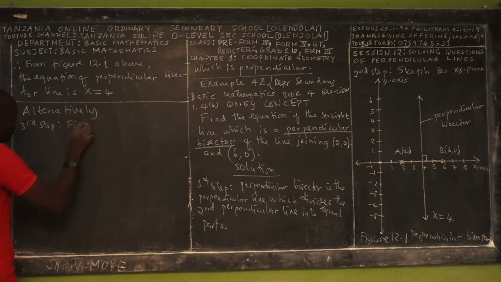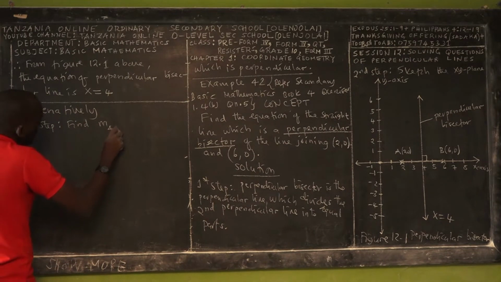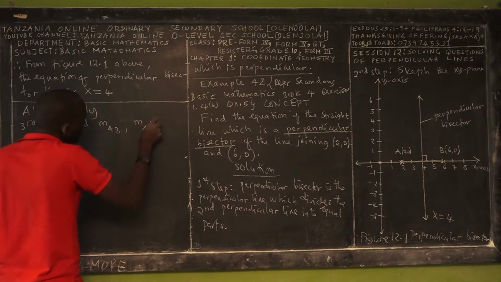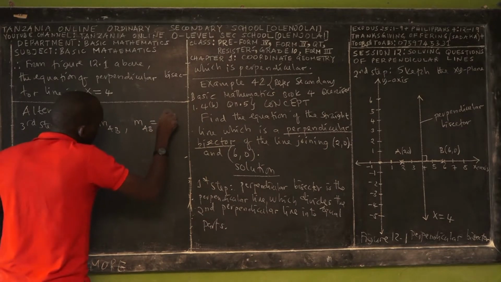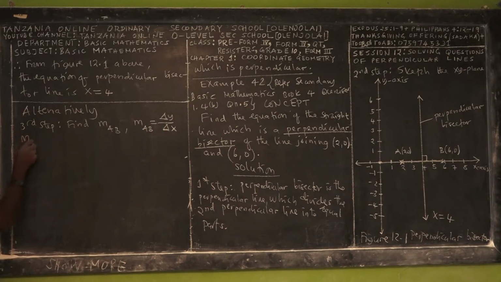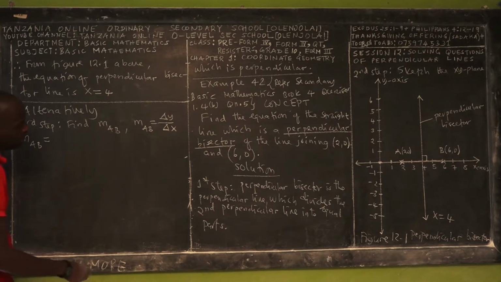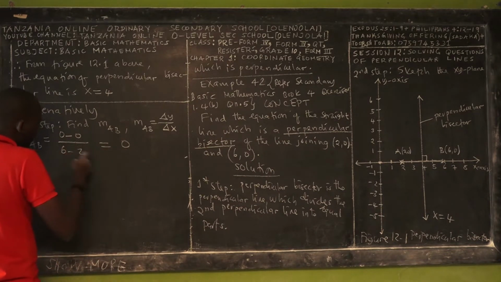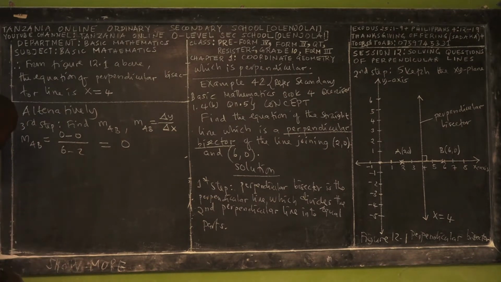So we can find the gradient of AB. The gradient of AB is equal to what? Change in y over change in x. What is the change in y? So change in y is 0 minus 0 over 6 minus 2. So this is equal to 0, because 0 minus 0 is 0, and 0 over 4 is 0.